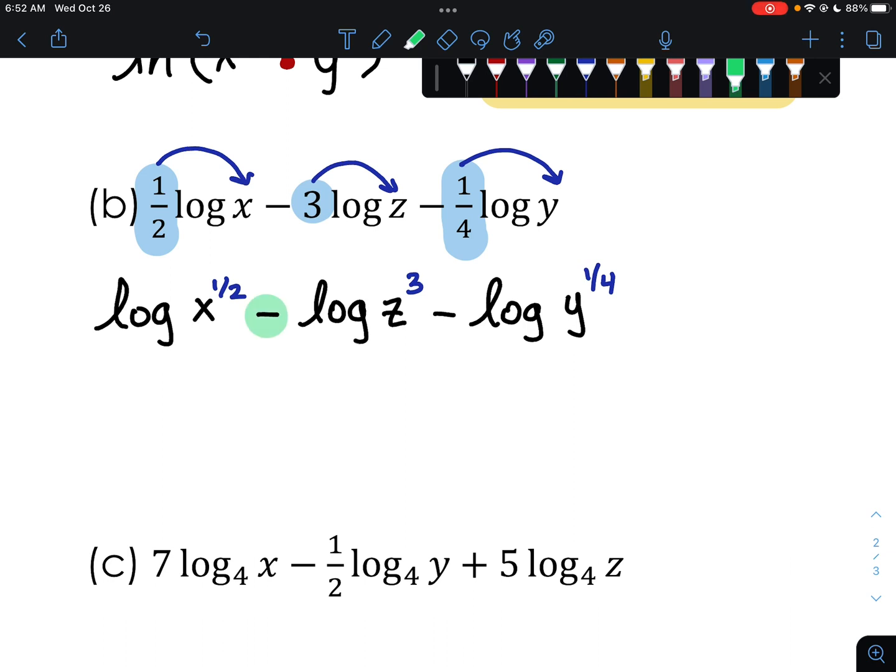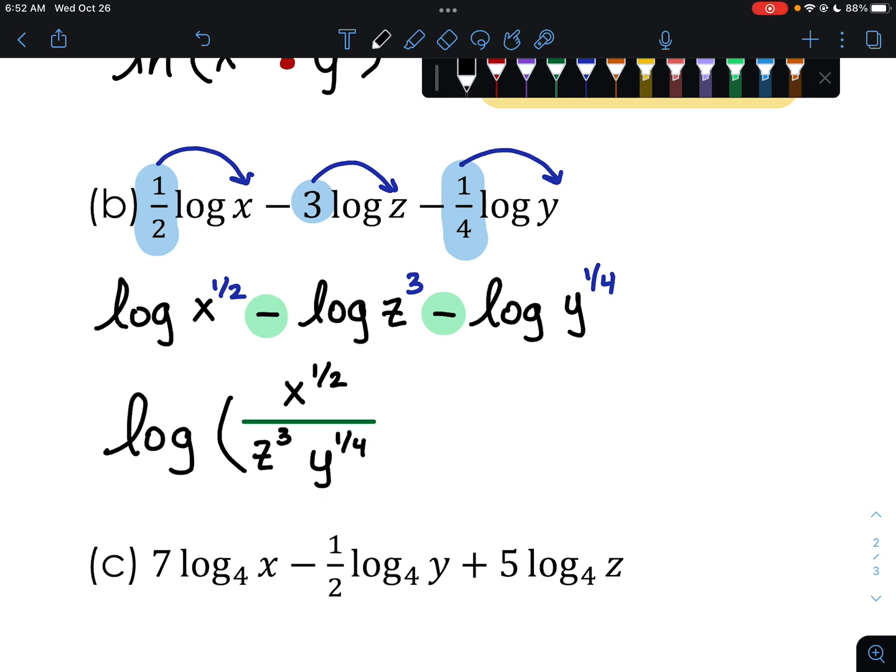Now, I see that I have 2 subtraction signs, which means both of those things are going to be in my denominator whenever I condense it to one single log, and the x will be in the numerator. So we have log of x to the 1/2 power divided by the two things that had minus signs, so z to the 3rd and y to the 1/4. So it's going to look like that. If you think about it, if we were to factor out a negative sign from what is highlighted, this would change into a plus sign, and so that's why they're being multiplied on the bottom.